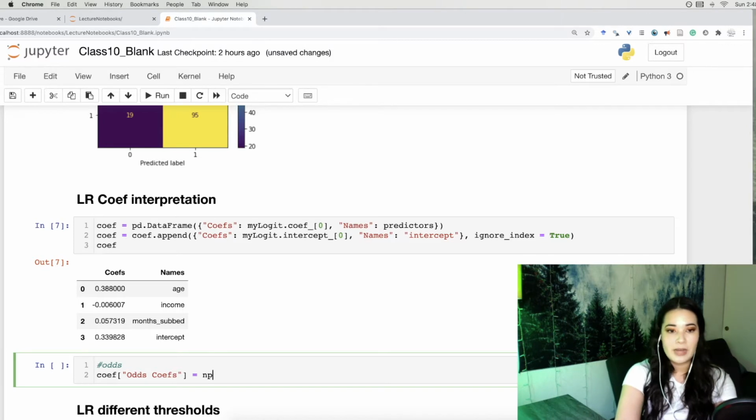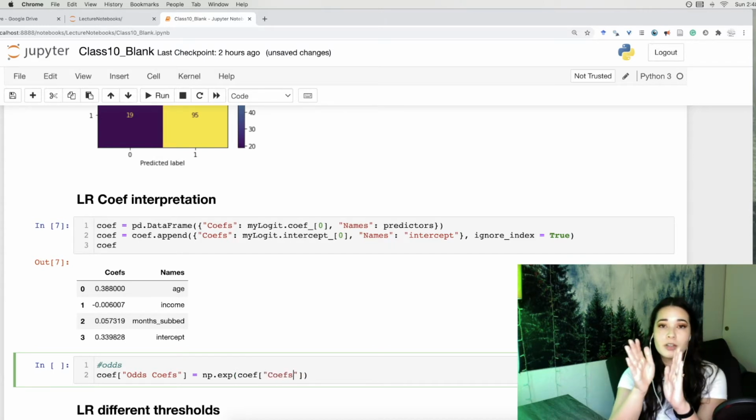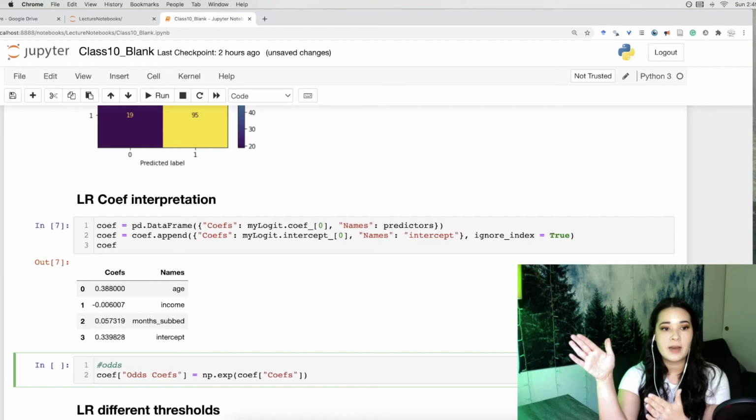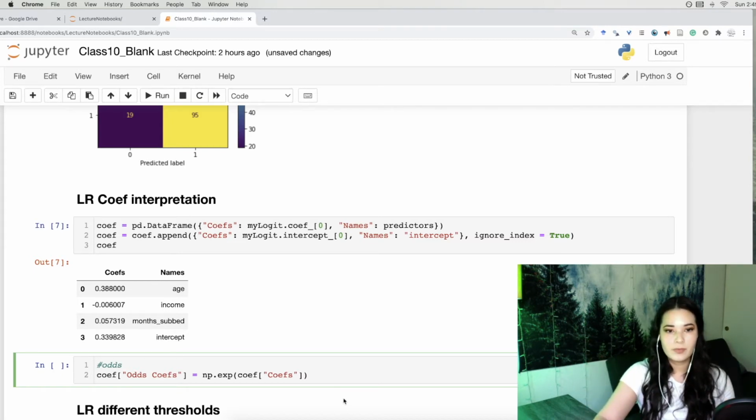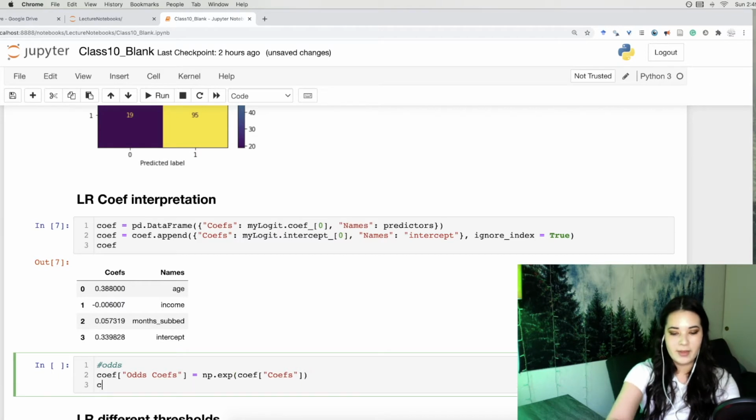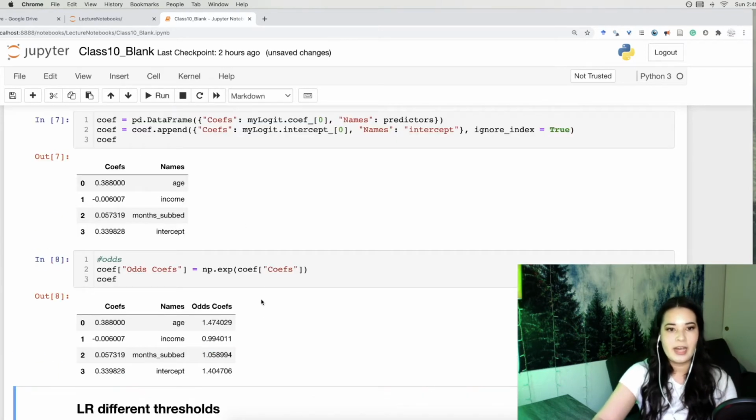The way that we do that is with the np.exp function, and we're just going to say coef bracket coefs. So we're grabbing the original coefficients, exponentiating them, and that's going to be our new column in terms of odds. Let's go ahead and run that and then print it out. And you can see now that we have a new column with our coefficients in terms of odds.